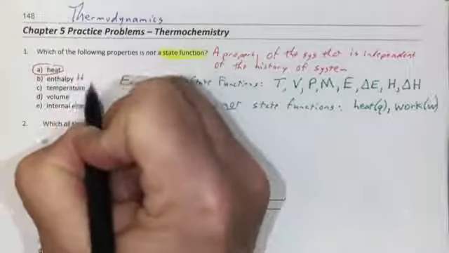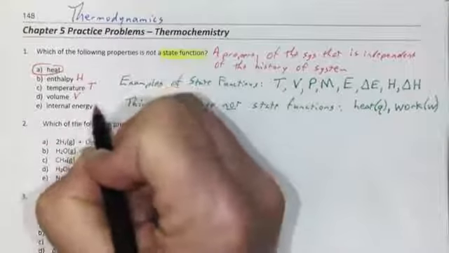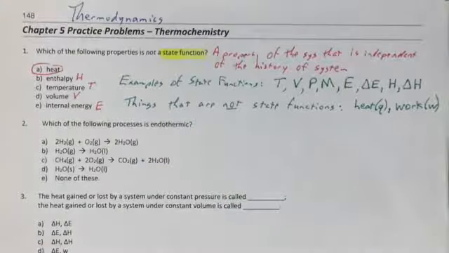Enthalpy is a state function. Temperature is a state function. Volume is a state function. And the internal energy, capital E, of the system is a state function. So the correct answer is A.